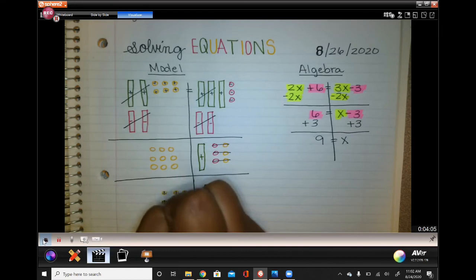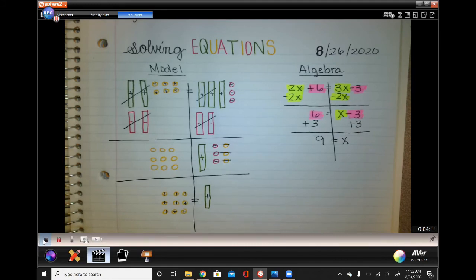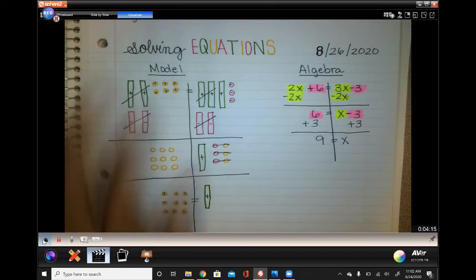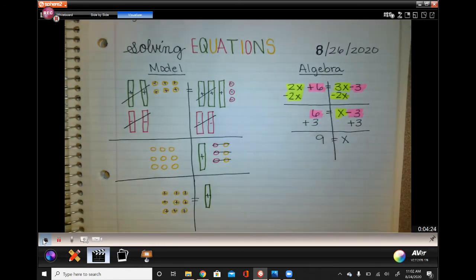If you don't have colors, you don't need to necessarily have colors. You can just draw rectangles for the x and circles for positives or negatives in order to create your picture. So the point of this is understanding the picture and what's happening in the picture and how it connects to what's happening with our equations.